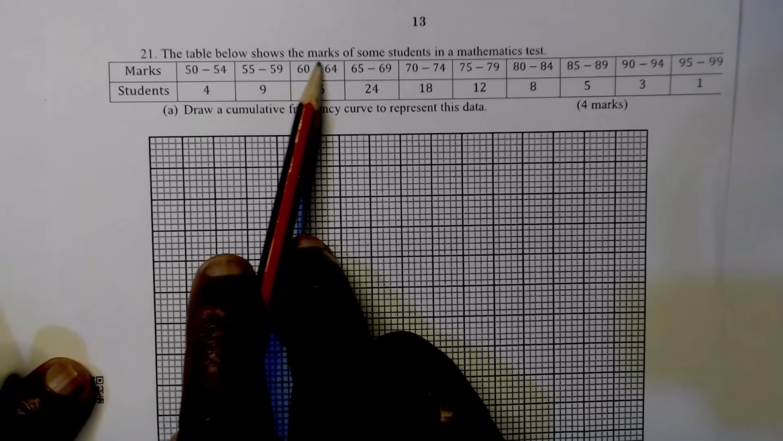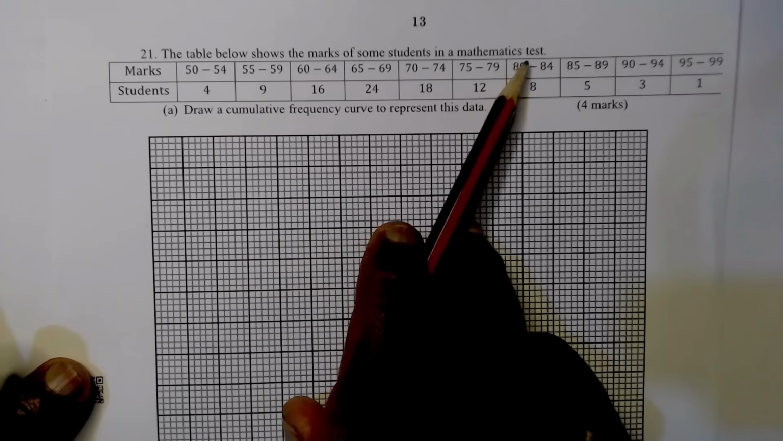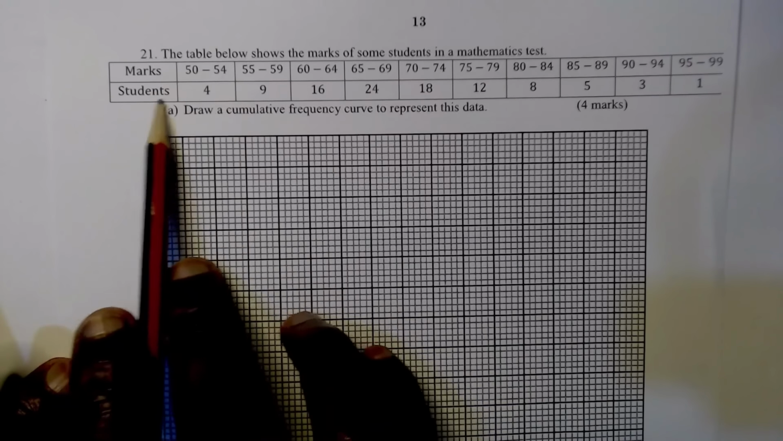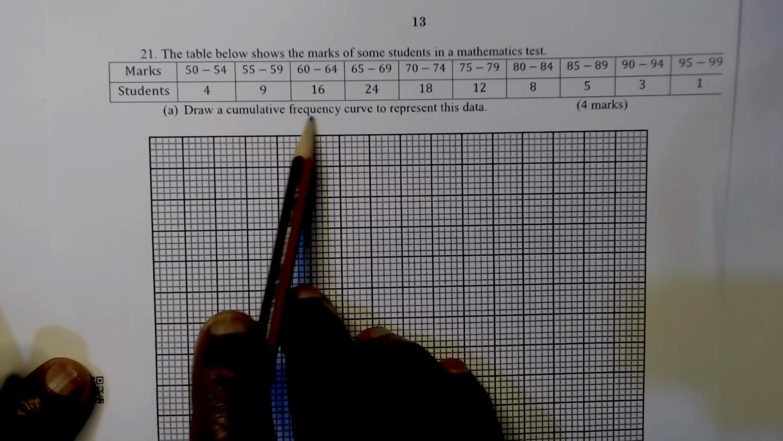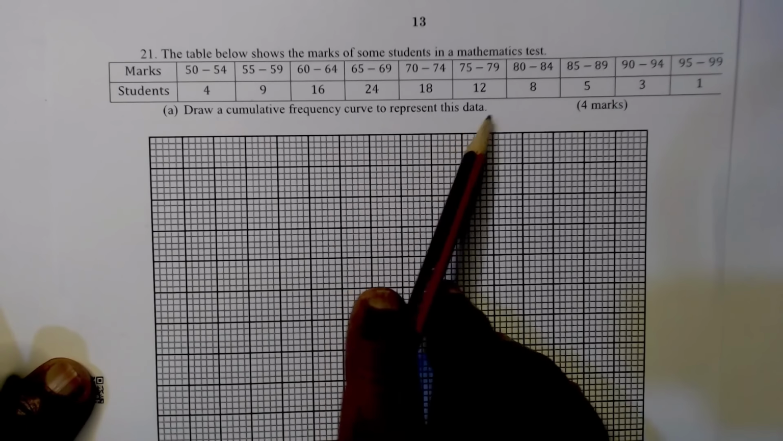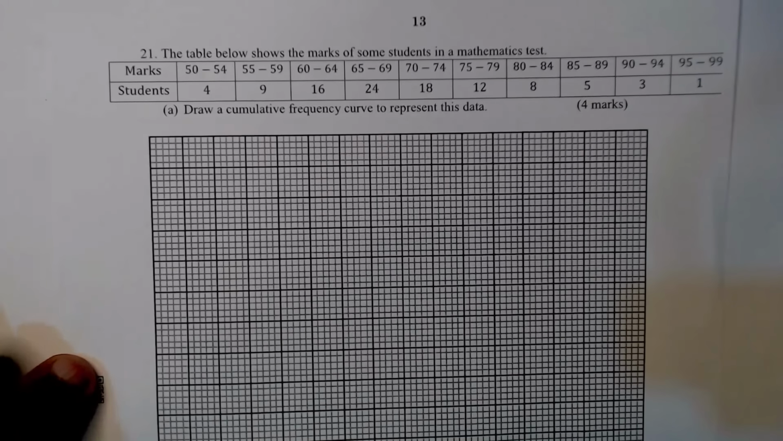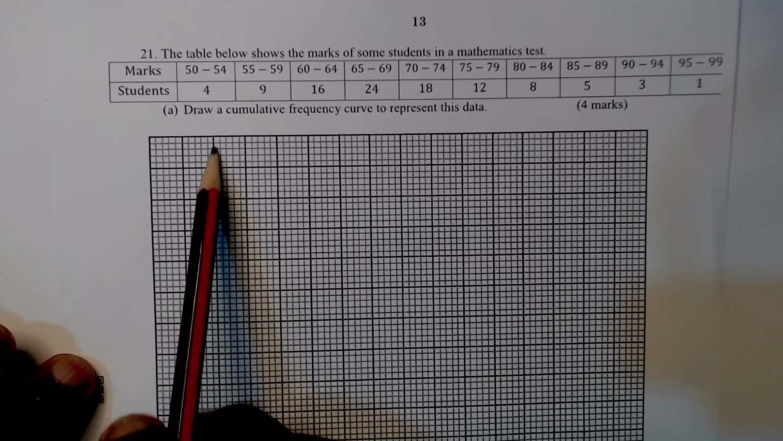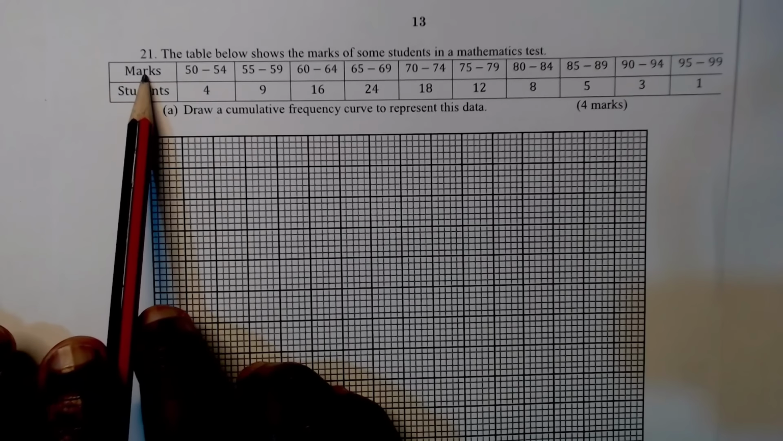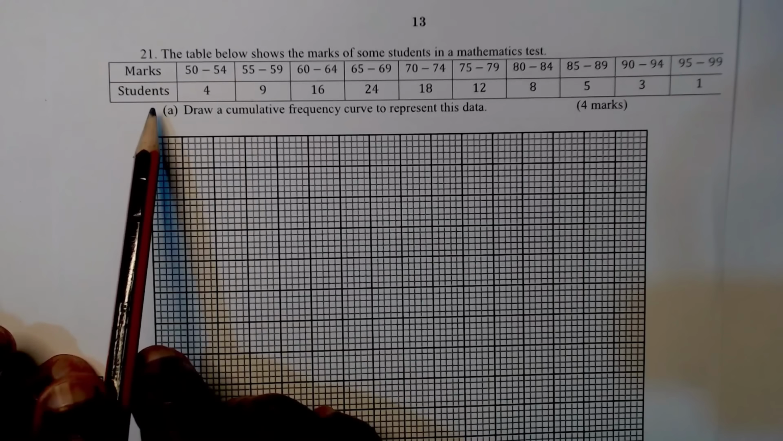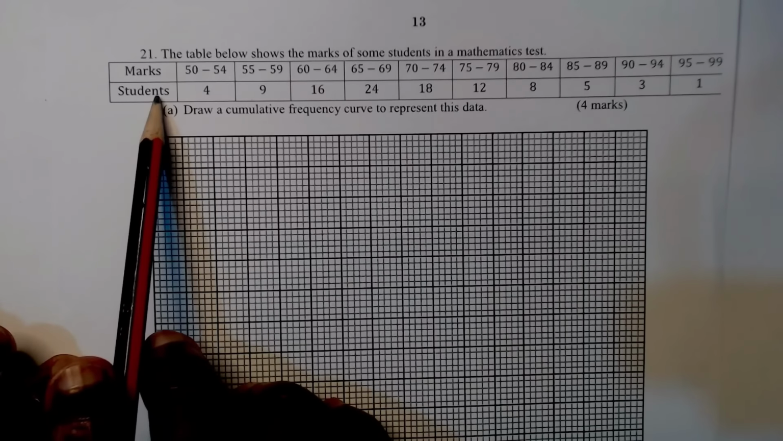The table below shows the marks of some students in a mathematics test. So you have the marks and the students given there. Draw a cumulative frequency curve to represent this data. So how do you draw a cumulative frequency curve, also known as the ogive? You need the upper class boundaries of the marks plotted against the cumulative frequency.